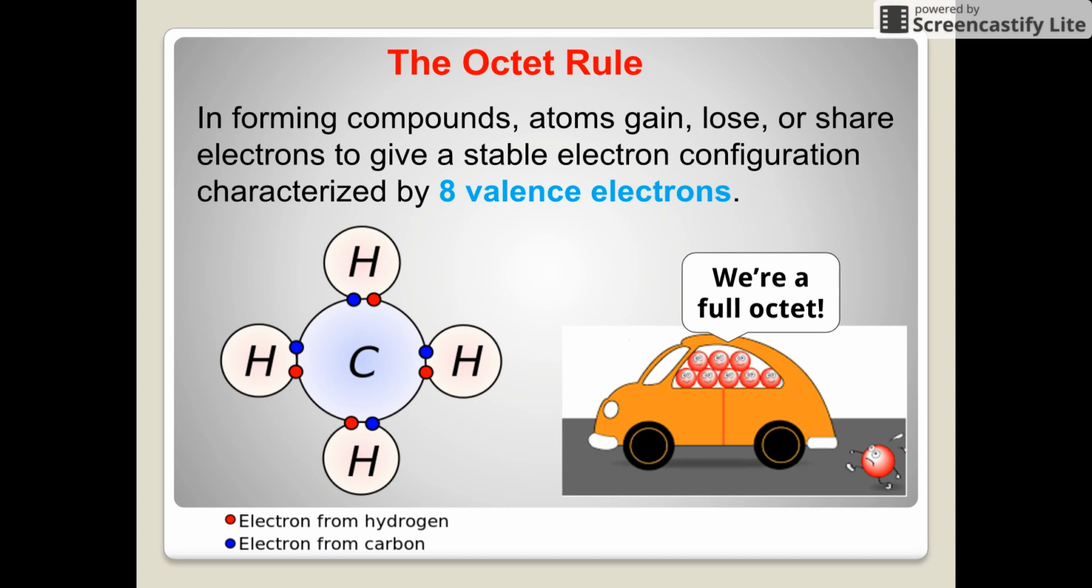The octet rule says that atoms want to have a full outer shell, and typically, with the exception of the small inner shell, that means 8 valence electrons. So this says, in forming compounds, atoms gain, lose, or share electrons to give a stable electron configuration characterized by 8 valence electrons. So the atoms are either going to share with an atom or they're going to get rid of them, but they're going to do what they can to get to 8.